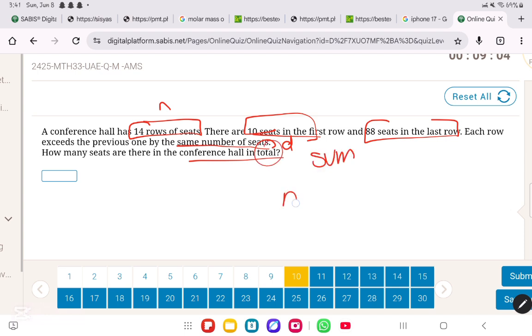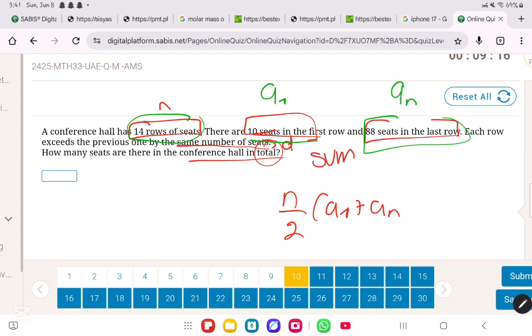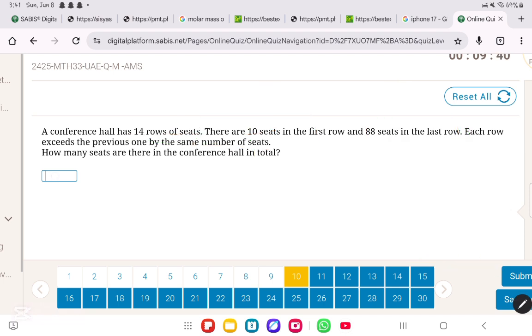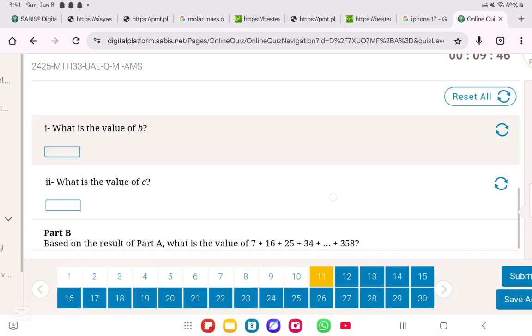To find the sum, we use the equation n over 2 times a1 plus an. We have 14 rows, the first row a1 is 10 seats, and the last row an is 88 seats. Substitute everything: 14 over 2 times 10 plus 88. Put it on the calculator, and you're supposed to get an answer of 686. So in the whole conference hall, there are 686 seats. Okay, we move on to question number 11.